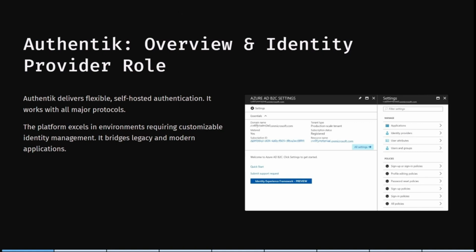So Authentik delivers flexible, self-hosted authentication. It works very well with all major protocols. The platform also excels in environments requiring customizable identity management. It bridges legacy and modern applications.